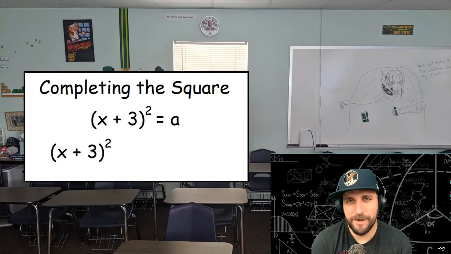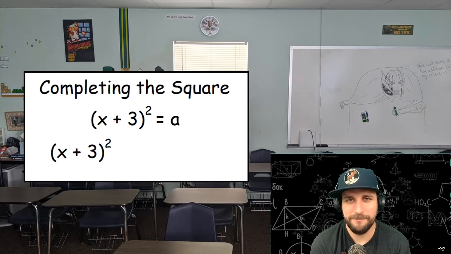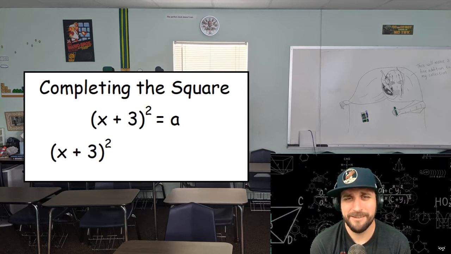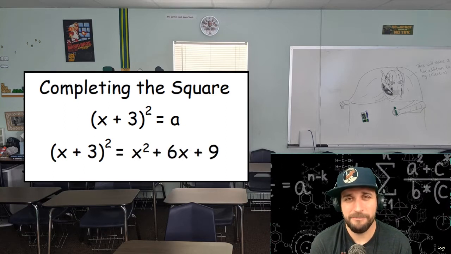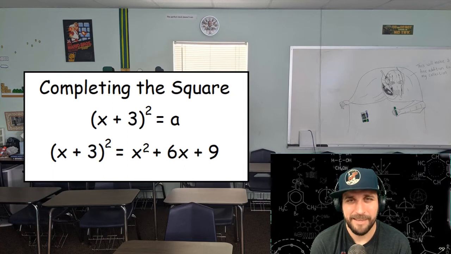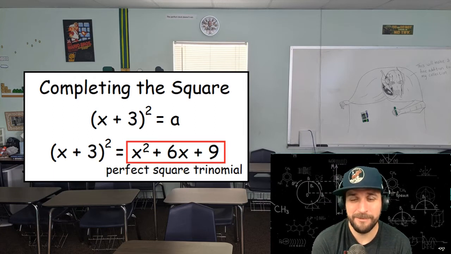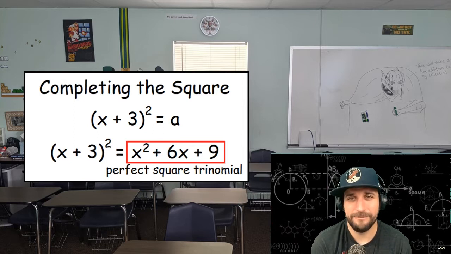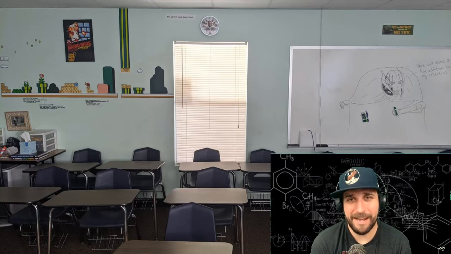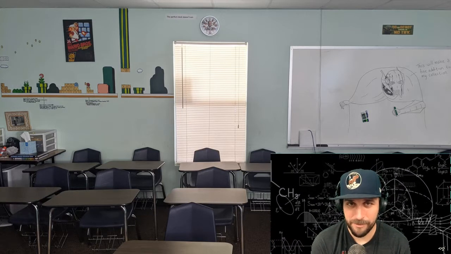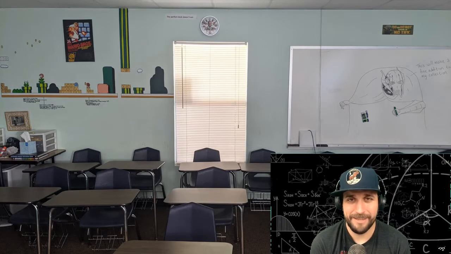X plus 3 squared, when we expand it, gives what's called a perfect square trinomial. X plus 3 squared is x plus 3 times x plus 3. Multiply, we get x squared plus 6x plus 9. X squared plus 6x plus 9 is a perfect square trinomial, and it'll be very important for us today. So we'll be finding perfect square trinomials, factoring them, using square roots, and then getting answers. But we're going to take that one step at a time.